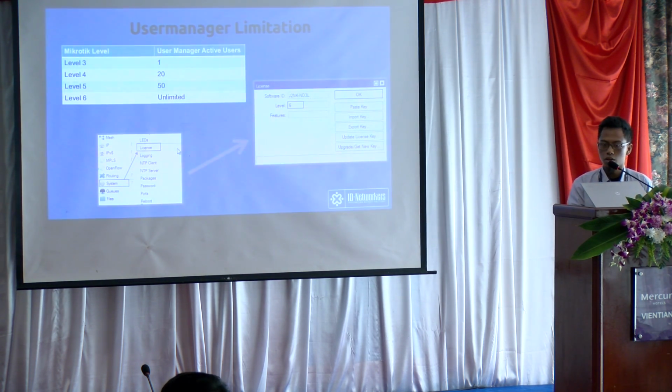To see the license of our MikroTik, you can go to the System menu and then License. You can see that I have a MikroTik level 6 license.